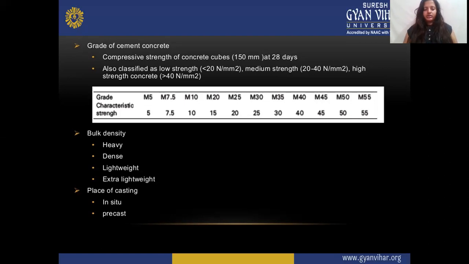We will study all these characteristics in the upcoming slides. The placement also includes in situ and precast. In situ refers to the casting of concrete when it is done in the area or at the site of construction, and precast refers to the concrete structure which is initially cast in an industry or a factory and then transported to the construction site where it is placed.